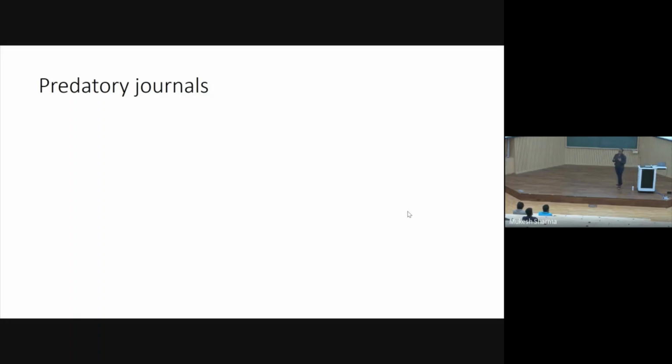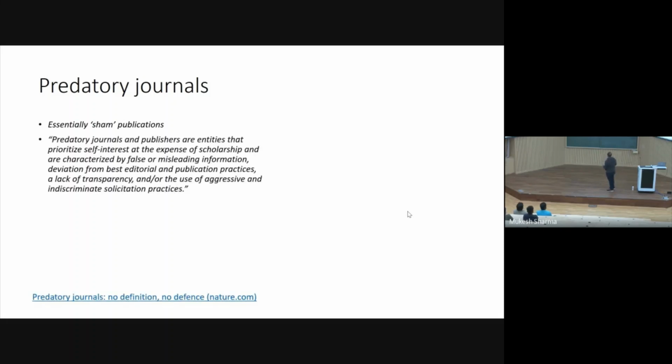Sometimes we might think that a paper is really good, reading its title, reading the author list. But it may turn out that it's coming from a predatory journal. And what is a predatory journal? It's essentially a sham publication. Okay. It's only recently that they have put together a definition for a predatory journal. And it basically says, let me just read it out for the purpose of the audience. Predatory journals and publishers are entities that prioritize self-interest at the expense of scholarship and are characterized by false or misleading information, deviation from best editorial and publication practices, a lack of transparency, and/or the use of aggressive and indiscriminate solicitation practices. So what this basically means is, these are just sham journal houses.